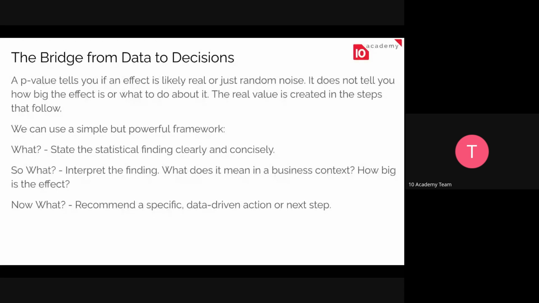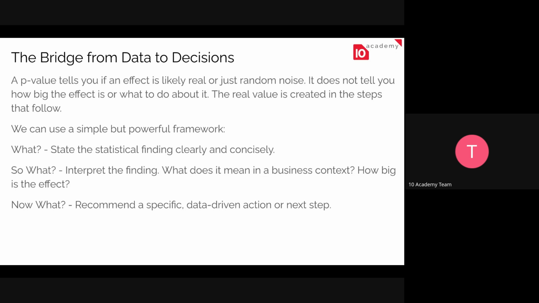Okay, so we can use a simple but powerful framework to help us drive these insights. The first one is "what." State the statistical finding clearly and concisely. What have you found when you were performing the statistical tests, right? You have done the tests, so the first thing you need to do is communicate what you have done. State the statistical finding clearly and concisely. That's the first step. And the second one is answering "so what."